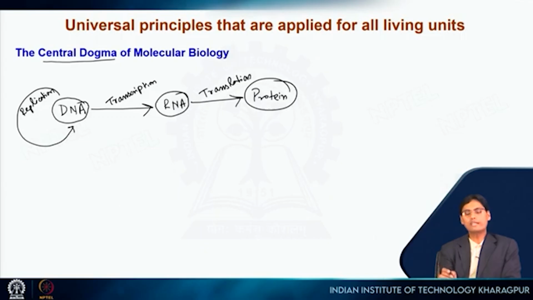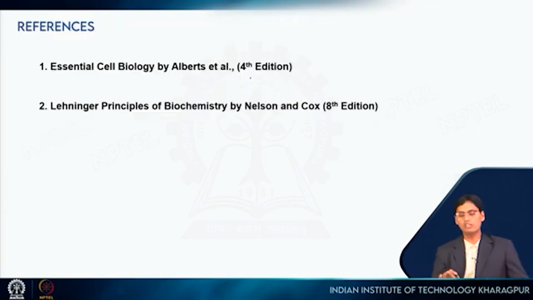From protein we are not making RNA or DNA. So this is the central dogma, that the information is always flowing from nucleic acid towards protein, but not in the reverse direction. And this is true in all living entities. This is the central dogma. I will discuss it in more detail in other classes. And that's all. You can go through any textbook for additional details. That's all. Thank you.